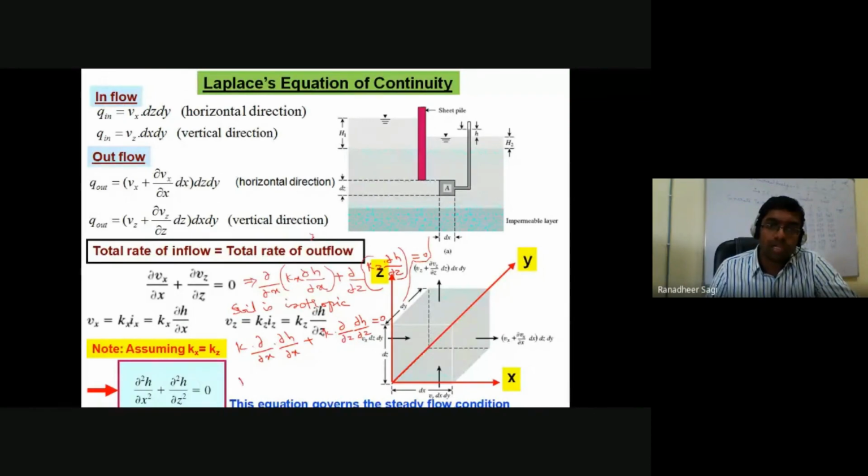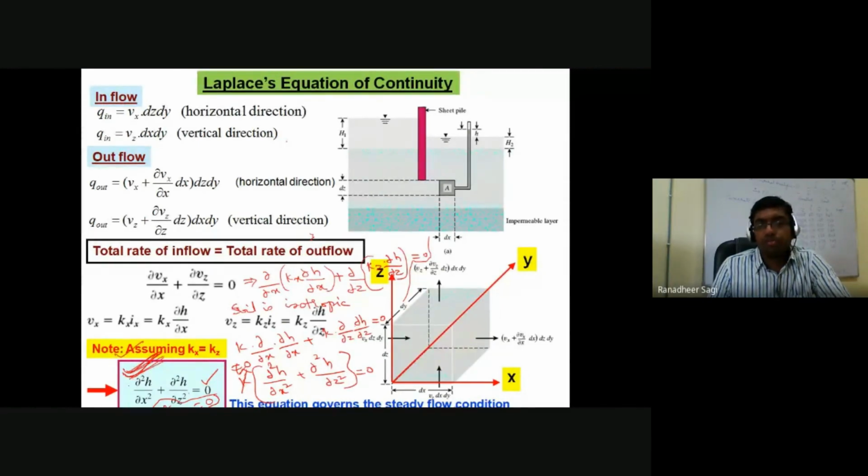From this, if I take k common, I can simply write it as dou square h by dou x square plus dou square h by dou z square. This total should be equal to 0. As the coefficient of permeability of the soil cannot be equal to 0, what has to be equal to 0 is dou square h by dou x square plus dou square h by dou z square. That is what is represented here, which we are calling the Laplace equation for the steady state flow condition. So based on the equation of continuity and by making use of Darcy's law, we were trying to get this Laplace equation for the flow governing problems.